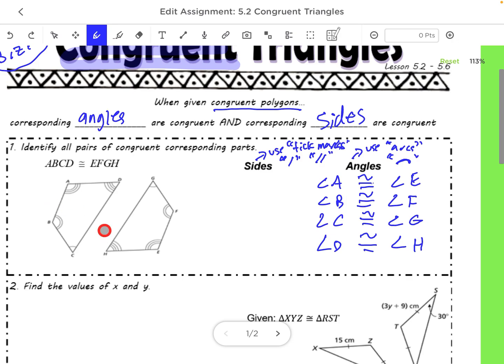What that means with corresponding is, to go from here to here, we just turned this. We rotated it around, so this C, instead of being on the bottom, rotated up to the top. Now let's talk about the corresponding sides.